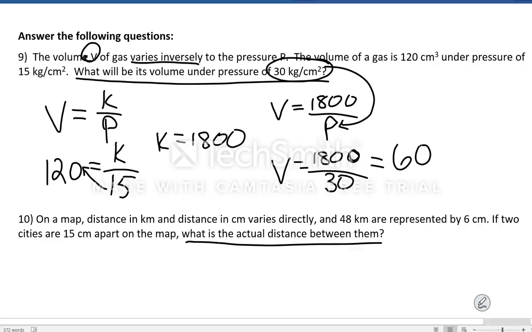60 what? Well, what are the units of volume? Volume is measured in centimeters cubed. So centimeters cubed. That is your answer to that problem.